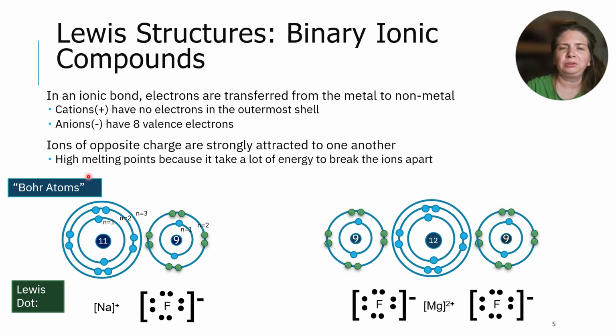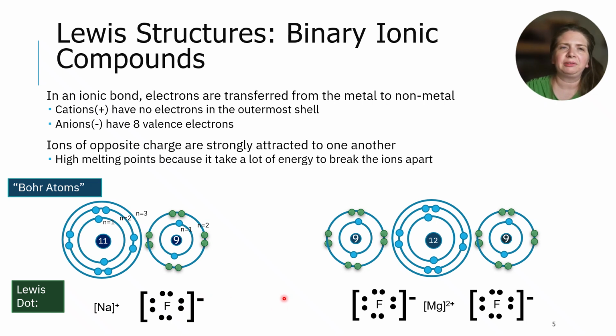A neutral sodium atom has 1 valence electron. It loses that electron to become a sodium plus ion. A fluorine atom has 7 valence electrons. It gains 1 electron to become a fluoride ion. Because sodium loses 1 electron and fluorine gains 1 electron, 1 sodium ion combines with 1 fluoride ion to become sodium fluoride. The Lewis dot structure for sodium fluoride is simply the Lewis structures of the respective ions written next to each other. Here is the sodium ion, here is the fluoride ion.